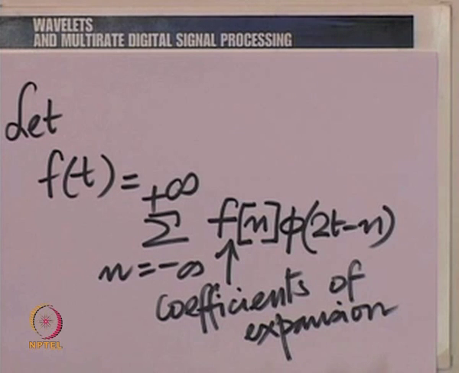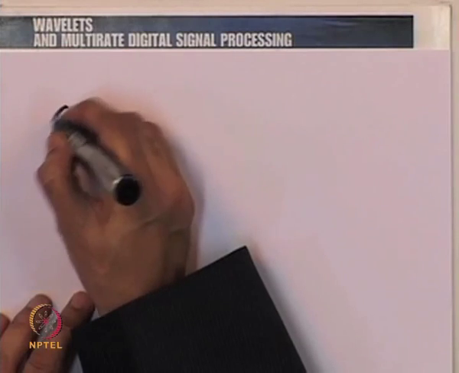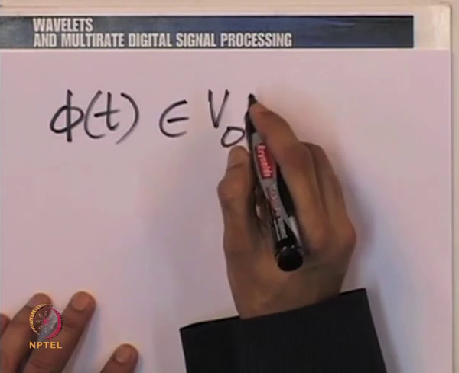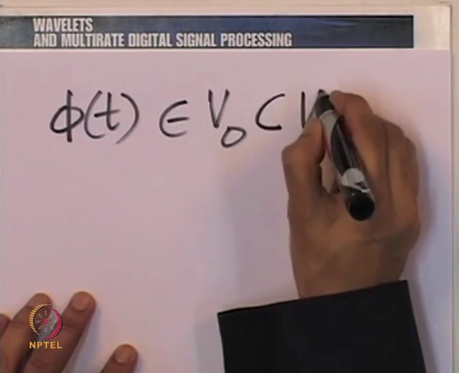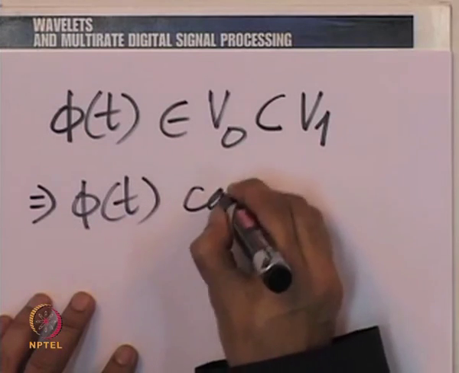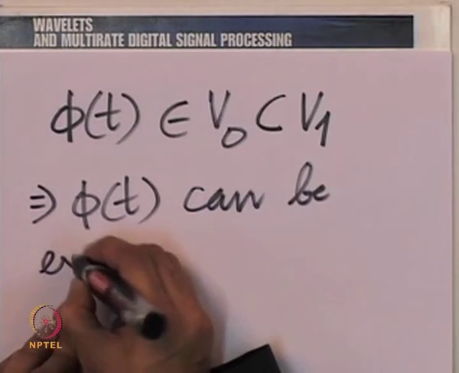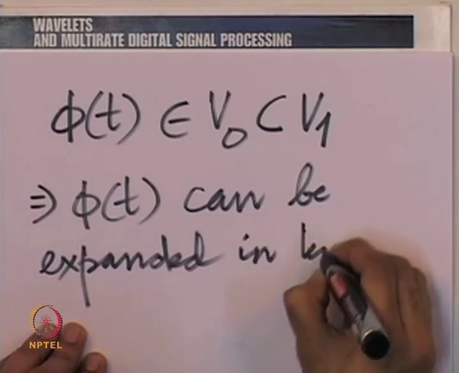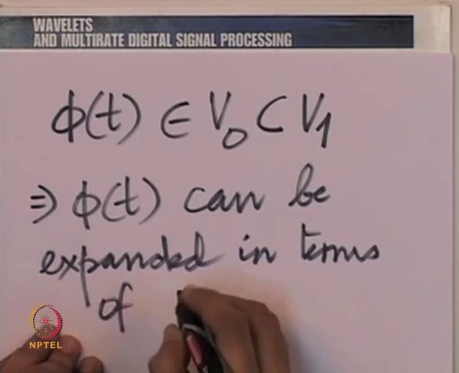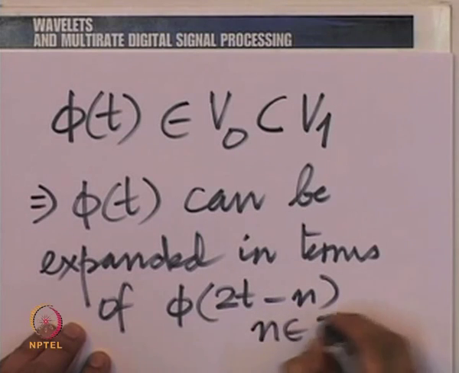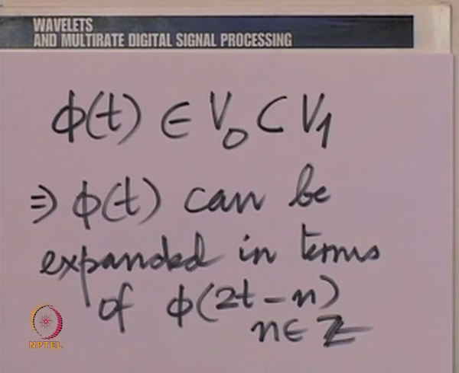And of course, we must not forget that phi t itself belongs to V 0, and V 0 is contained in V 1. Therefore, phi t could be expanded in terms of phi 2 t minus n, n an integer. We must not forget this.